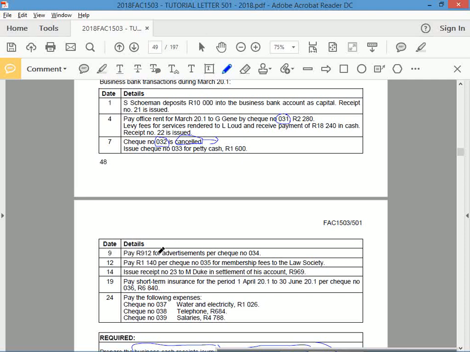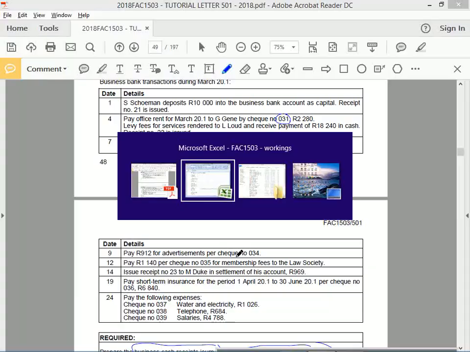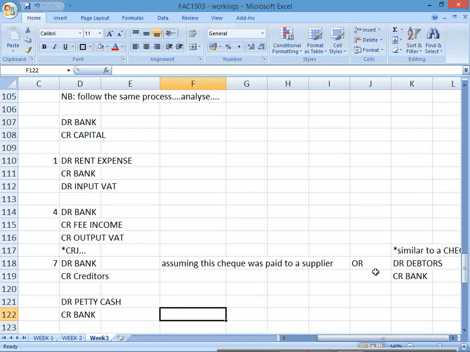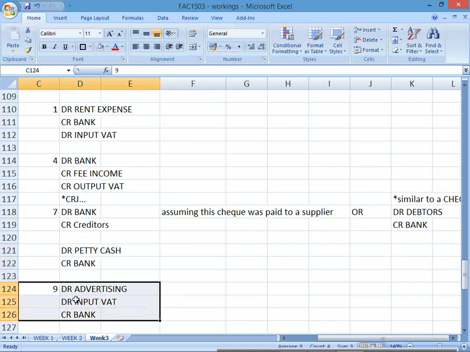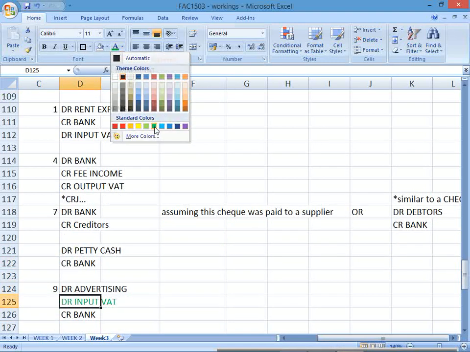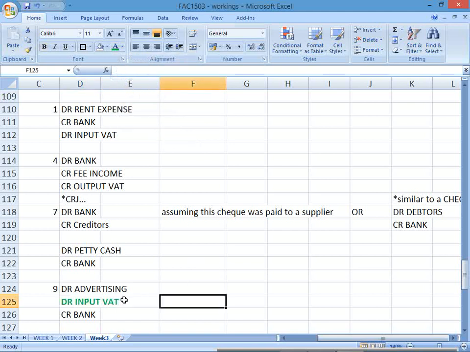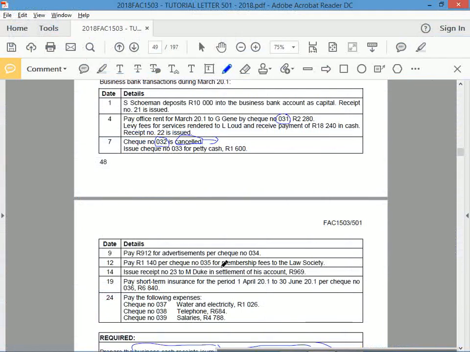Number 9, paid for advertising. Good. Is there VAT here? Yes. Notice, no VAT there, because we're not buying and not selling. Buying and selling must be applicable. Buying is applicable here, so input VAT, you have to have it. Debit input VAT, debit advertising, credit the bank. Good.